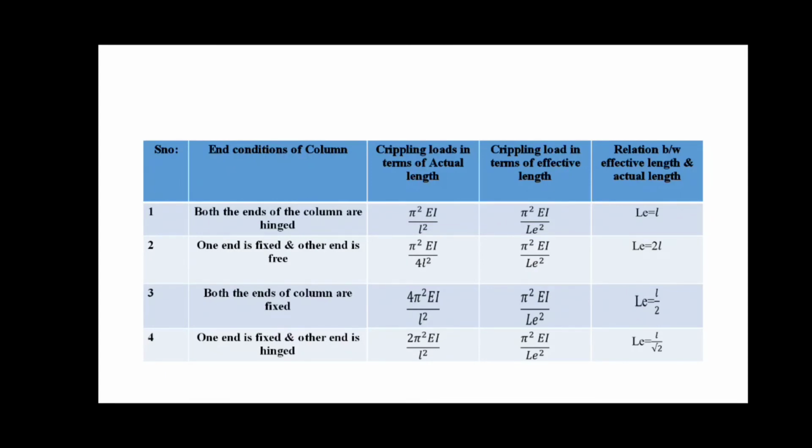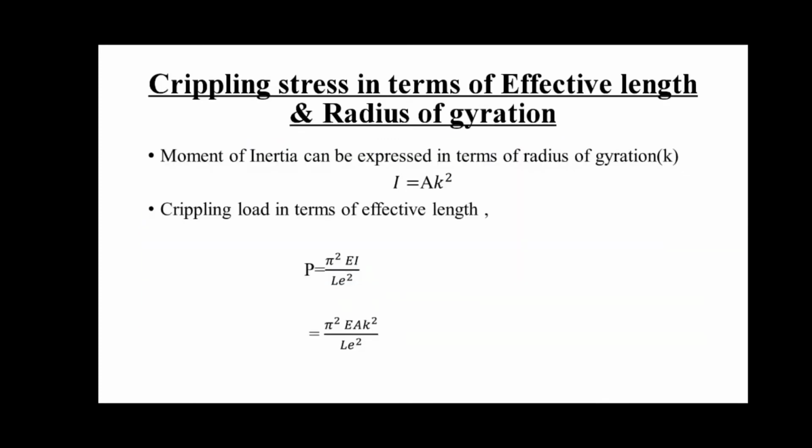So the relation between LE and L for one end fixed and the other end hinged is LE equal to L by root 2. Next is the crippling stress in terms of effective length and radius of gyration. For this, only the equation needs to be known for doing the problem solve.